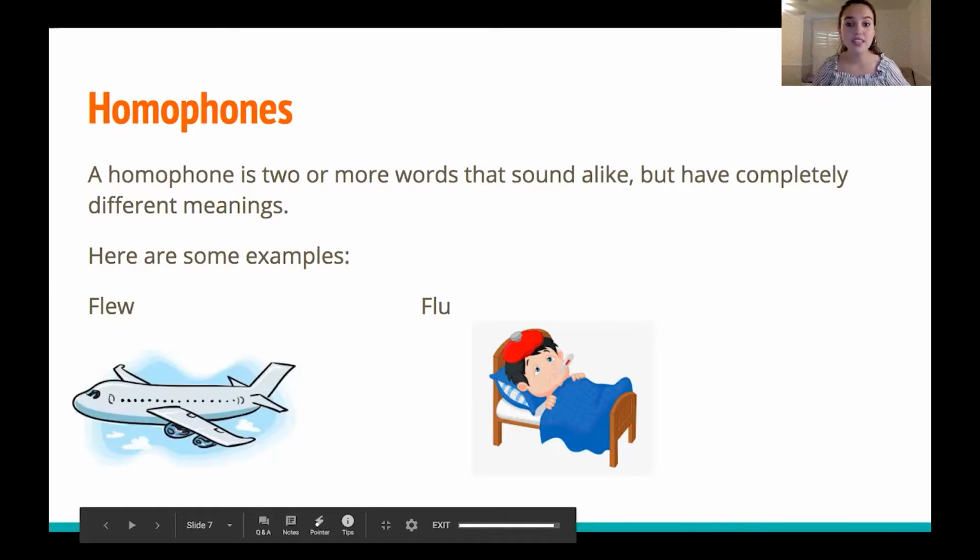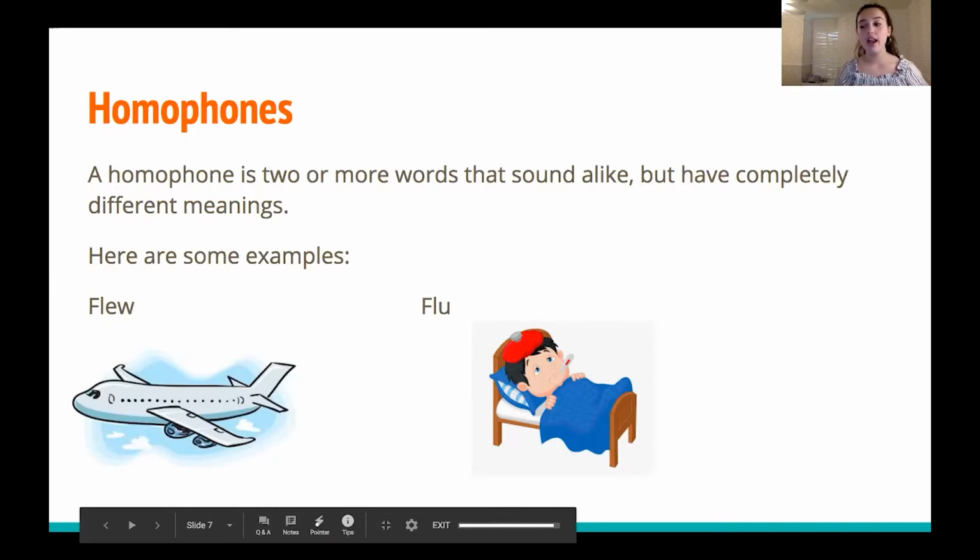But on the right, you will see a picture of a little boy who's sick in bed. And above that, you'll see the word flu, but it's spelled F-L-U. And that kind of flu is the flu like when we get really, really sick. So as you can see, I'm going to say these words out loud back to back, and give me a thumbs up if you think they sound exactly alike. Ready? Flew and flu. Yep, they sound almost exactly alike, but they're spelled differently and they mean different things.